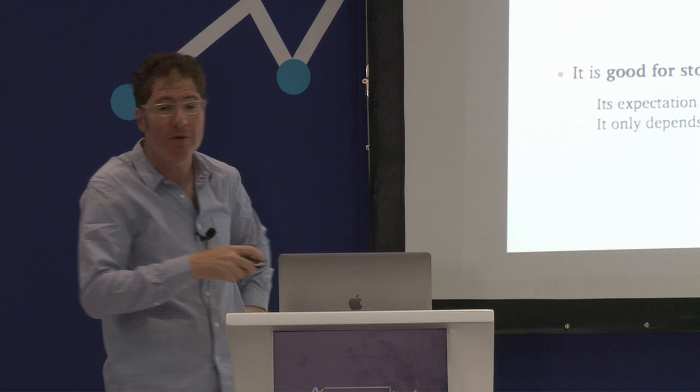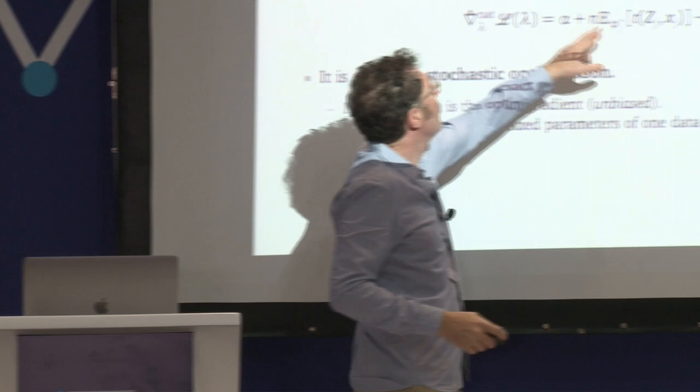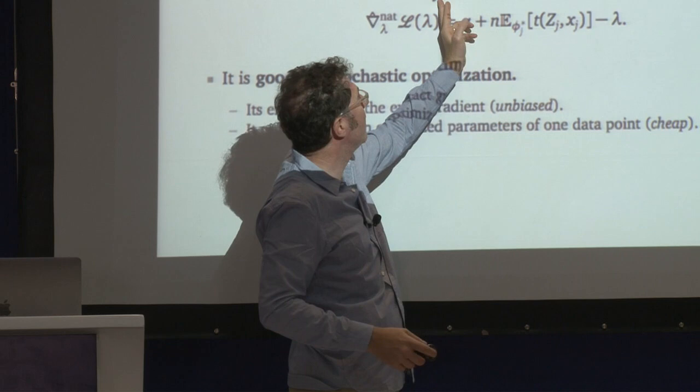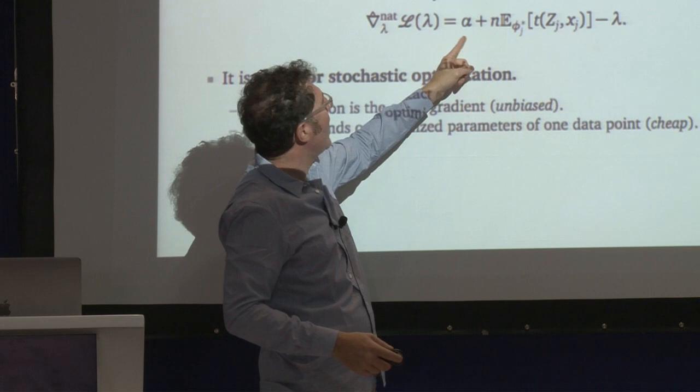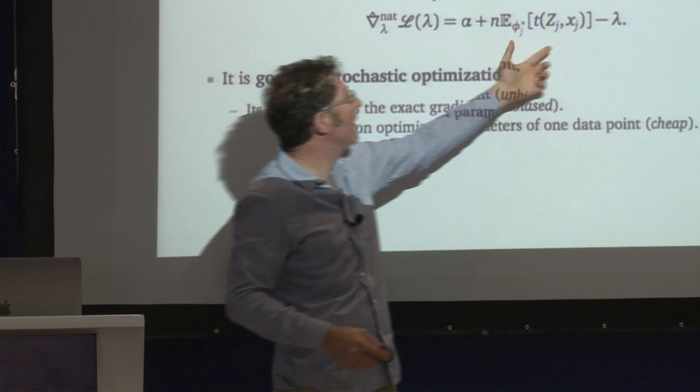So what we're going to do is use the natural gradient, and we're going to construct a noisy natural gradient. The way we're going to do it is as follows. We're going to choose a random data point, j, from our data set. We're going to grab an index j uniformly from 1 to N. And then I'm going to calculate alpha plus N, the number of data points, times the expectation of t(z_j, x_j) minus lambda.